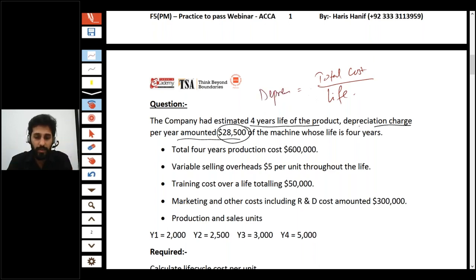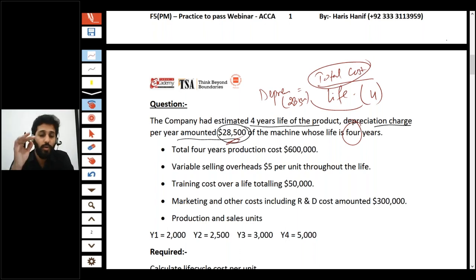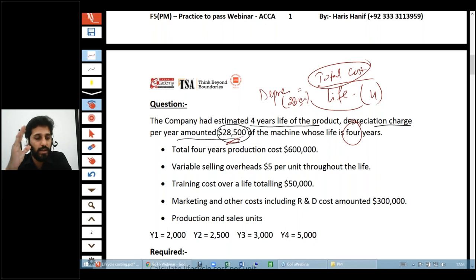So the life is 4 years and the depreciation is 28,500. When you multiply, you will get the total cost of the machine, which is necessary for this production, right? So here we are taking this depreciation, considering it as the cost of the machine.